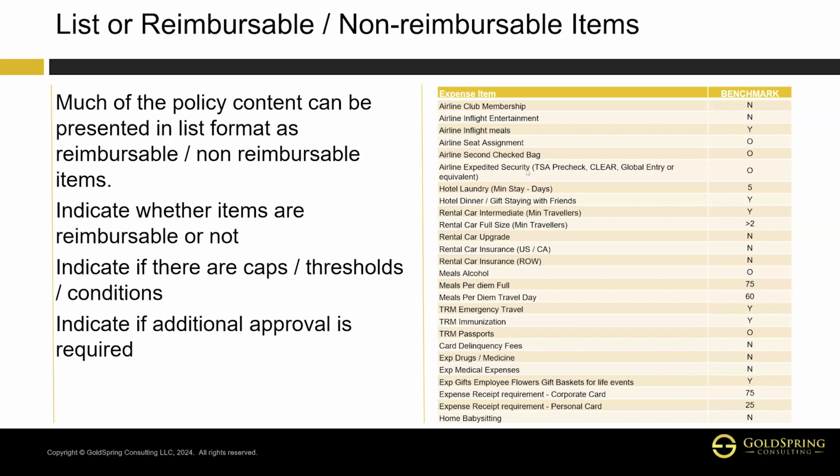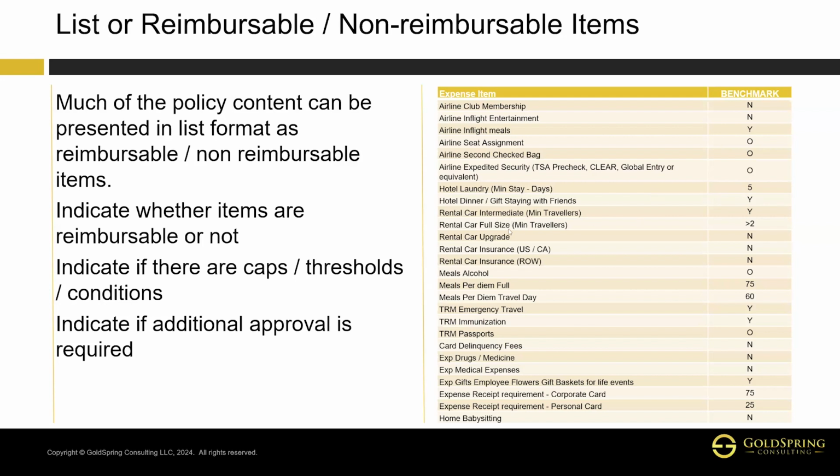Airline expedited security, TSA PreCheck, CLEAR, Global Entry, those kind of things. I think they should all be reimbursable, but not all policies do, right? That's not an optional one. Or you can put a cap or a threshold in there. This one will be a threshold. Hotel laundry, minimum stay, and you put 5 days in here, right? So a benchmark is about 5 days for that, right?